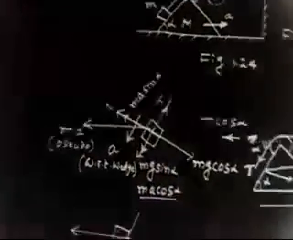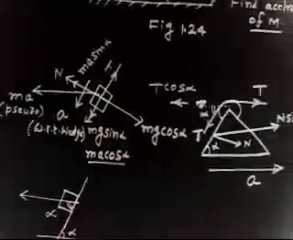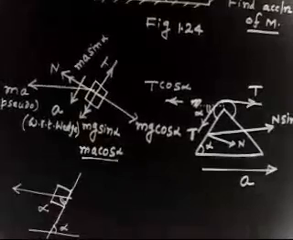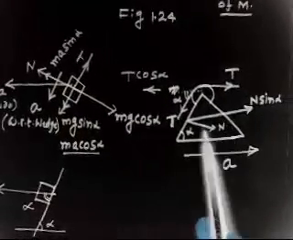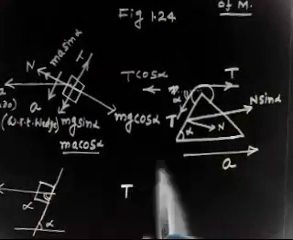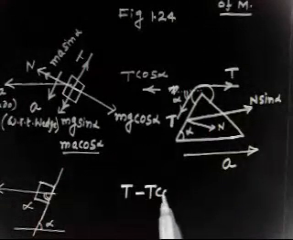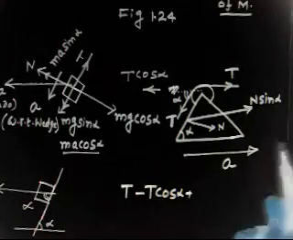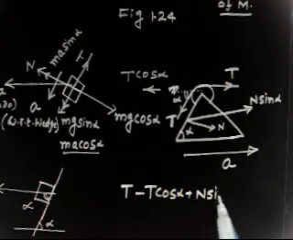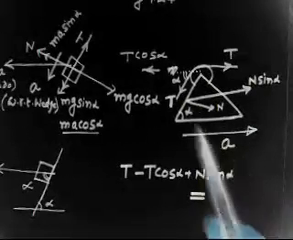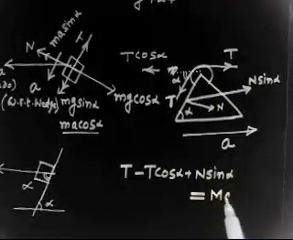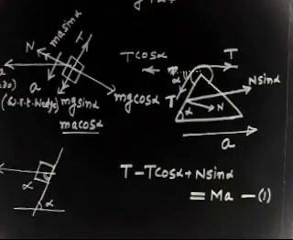Let us plug in all these values and then we will write the equations. Solving the equations is your task; I am not going to solve them. Let us write the equation for this object. This side we have force T minus T cos alpha plus N sin alpha is equal to mass into acceleration. The mass of this object is capital M, and acceleration is A. So this is my equation number 1.